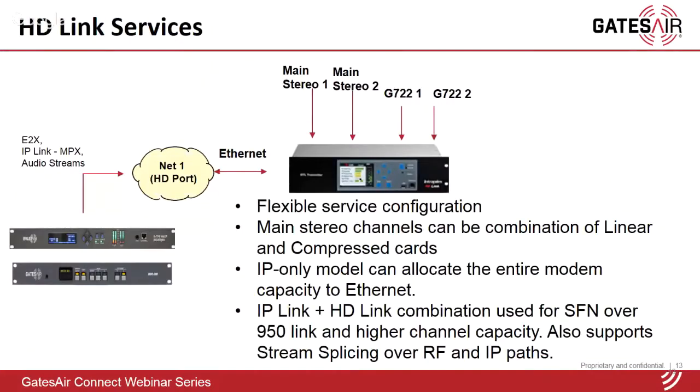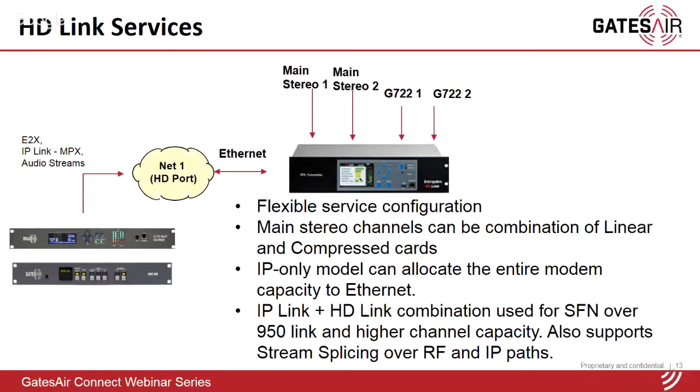So let's look at the services section now. HD-Link can transport up to two stereo channels with configurable format, linear order, both those channels as linear or both of them as compressed, or a combination of linear or compressed, depending on how much channel bandwidth you have and how much capacity you are able to send over the RF path.